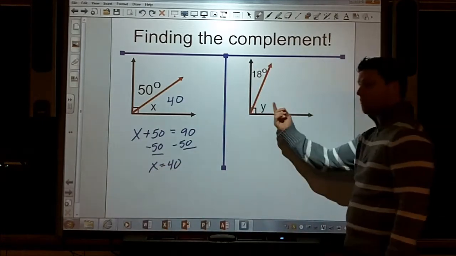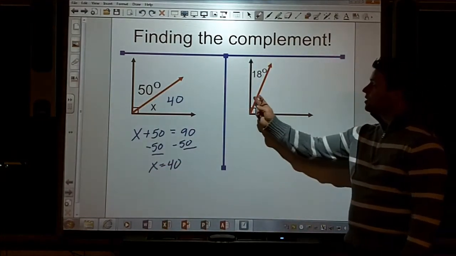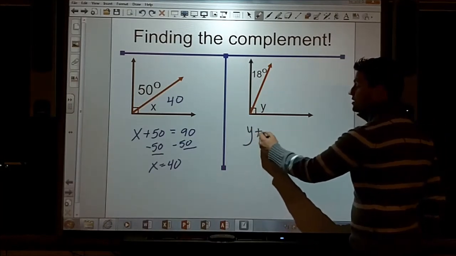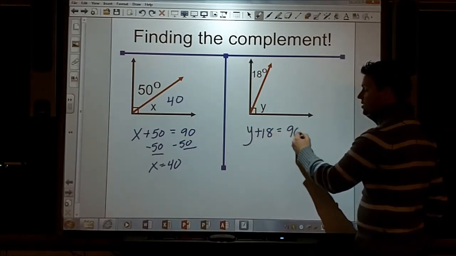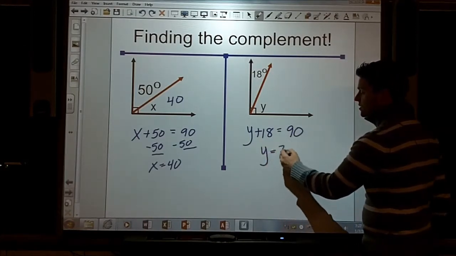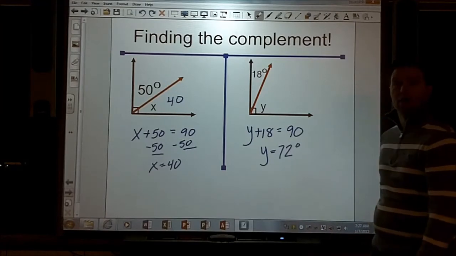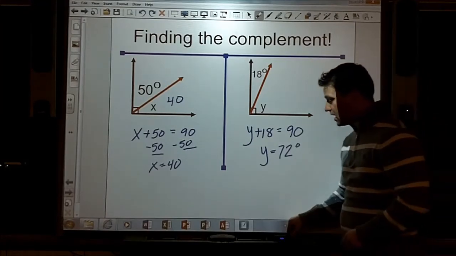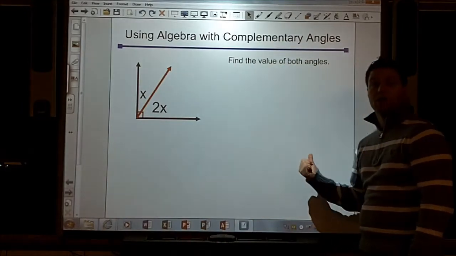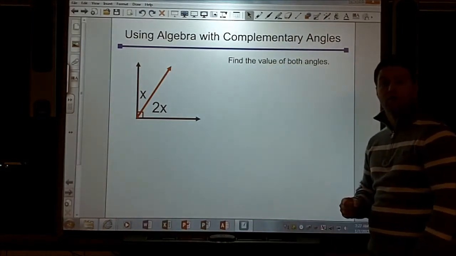Well, I can do the same thing over here. I have a small angle of 18 degrees. So y plus 18 is equal to 90. Subtract 18 on both sides. Y is equal to 72 degrees. If I know it's going to be that 90-degree angle picture, then I know their total is going to be 90. That's how I can write that equation.